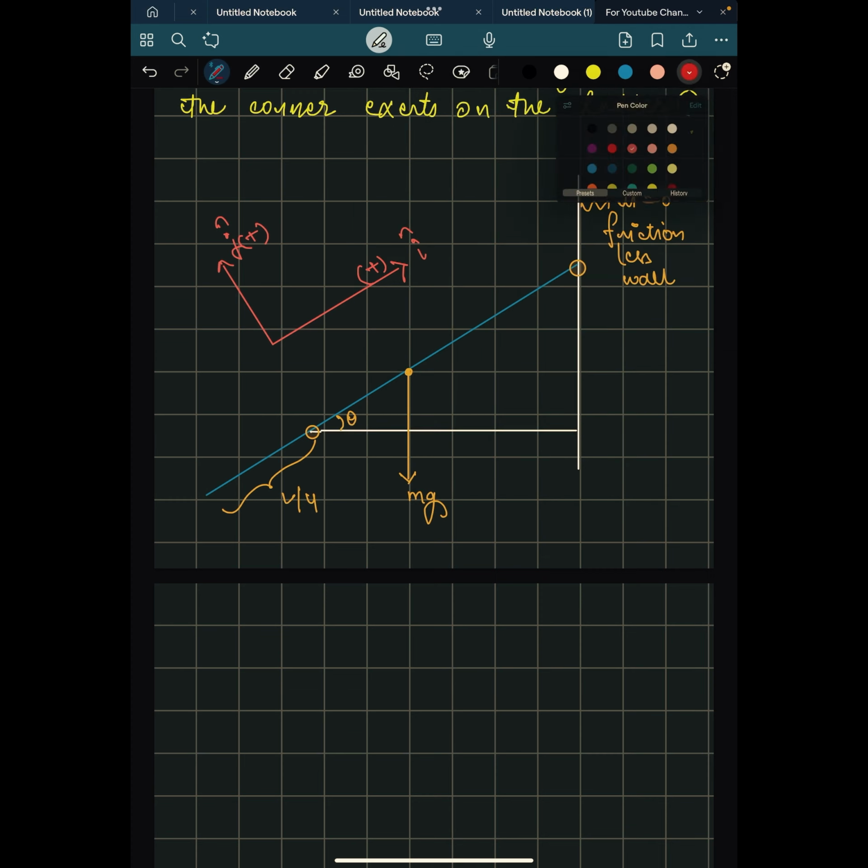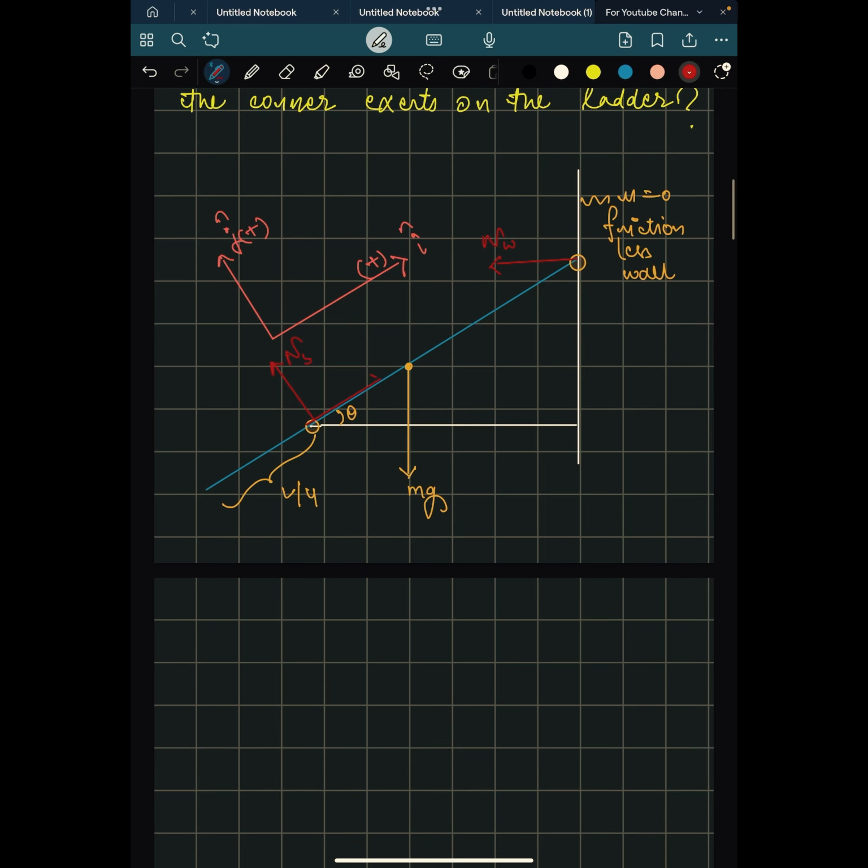From this end there will be a normal force from the wall, where subscript W is for wall, and from the corner there will be a normal force, where S means surface, and the friction force. Normal force will always be perpendicular to the surface at the point of contact. So this will be NS and this will be FS. That is all about the forces.